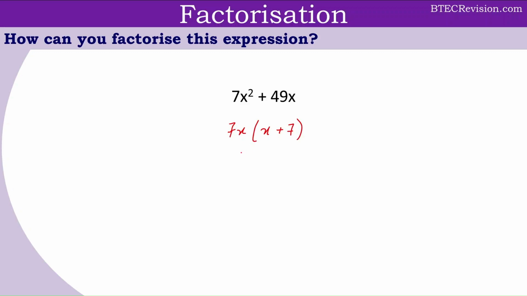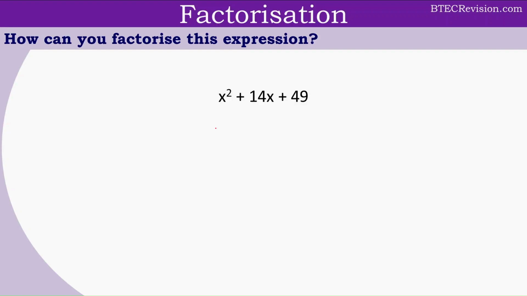So 7x times x is 7x squared. And we can add 7x times 7, which is 49x. And that's equal to the first expression. Pause the video here and have a think about how you can factorize this expression.